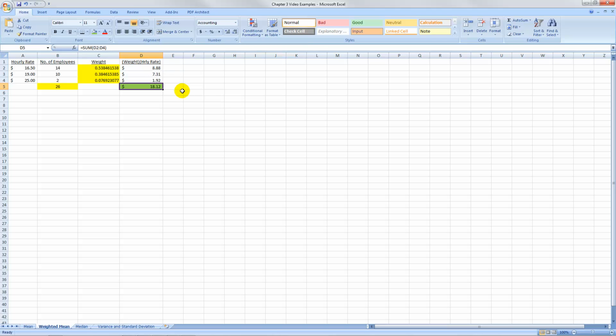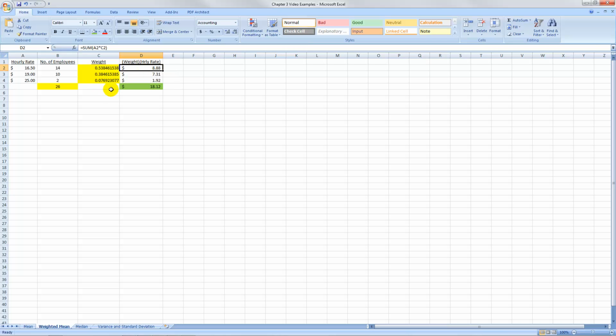And you'll see that no employee makes $18.12. But each wage bracket contributes to the weighted average hourly rate. Since 53.84% of the employees make $16.50 an hour, the weighted average for that class, or that observation, that hourly rate is $8.88. The next group is 38.46% of the employees, and they make $19 an hour, which contributed $7.31 to the weighted average hourly rate, and so on.